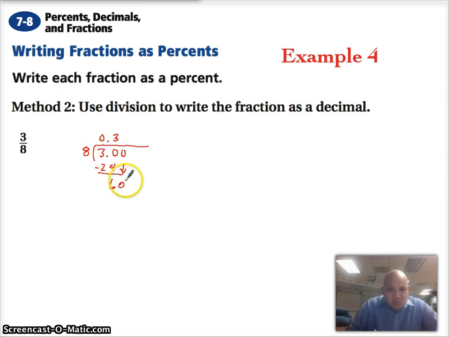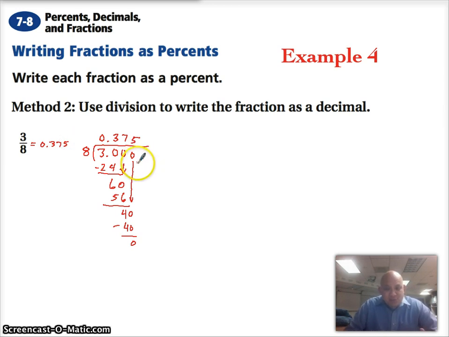8 goes into 60 seven times. 7 times 8 is 56. Again, subtract, I get a 4. This time I'm going to add another 0, bring that down. Look what happens. 8 goes into 40 five times. 5 times 8 is 40. Subtract these, I don't have a remainder. So 3/8 is equivalent to 375 thousandths. But what is that as a percent?